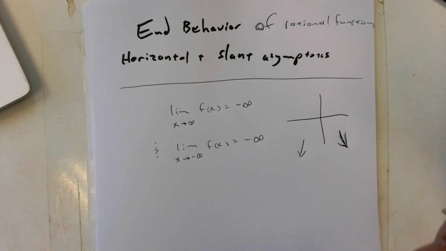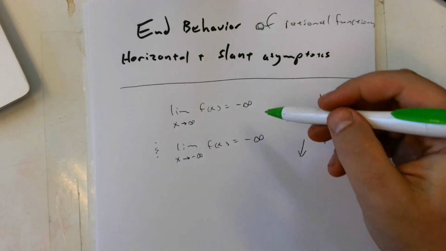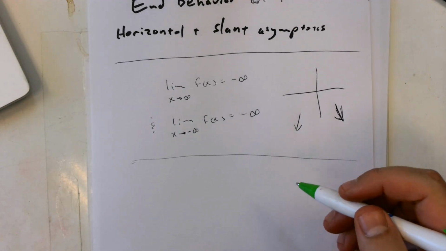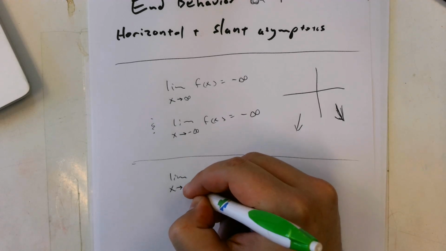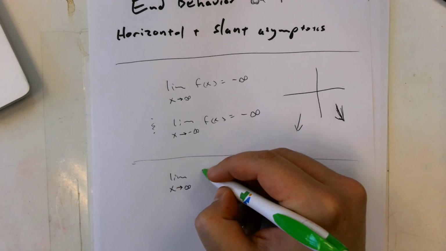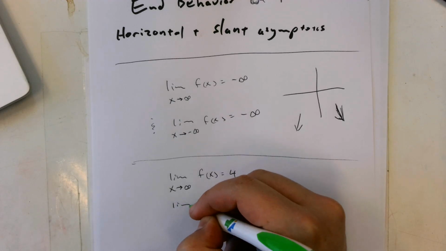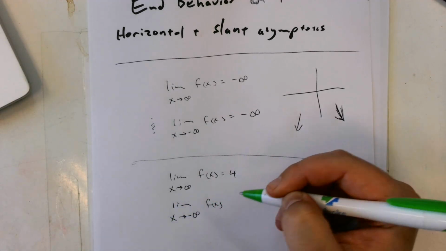When we got into our second half of the unit, we started saying, hey, what if instead of down or up, we just leveled out? So what would a function look like if the limit as x approached positive infinity of f of x equals 4, and same thing with the limit as x approaches negative infinity of f of x?